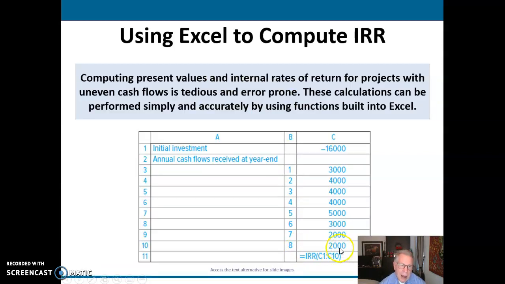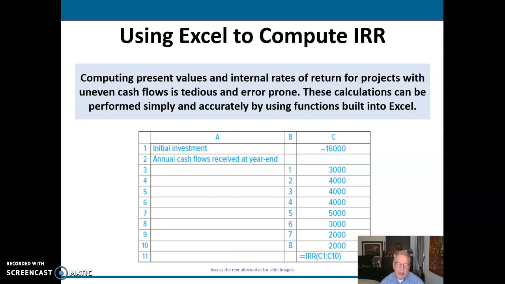Actually, they're a little bit in error here on this spreadsheet because they shouldn't have left row 2 blank. This should all be contiguous if you actually use this function for internal rate of return. But computing present value and internal rate of returns for projects with uneven cash flows is tedious and error prone if you don't do it my way. And I'm going to show you my way, and you can evaluate if you want to use it or not. These calculations can be performed simply and accurately by using functions built into Excel.